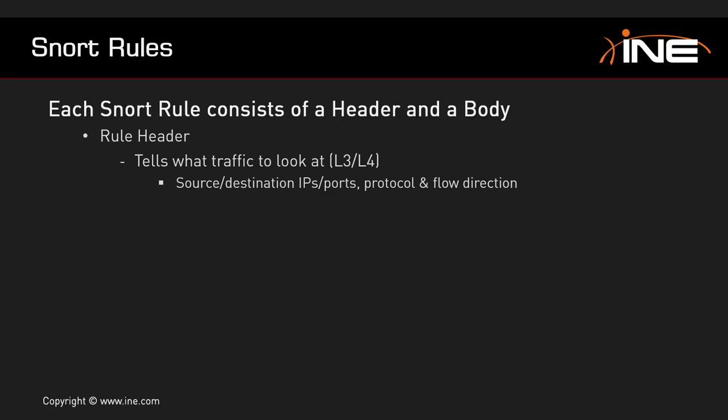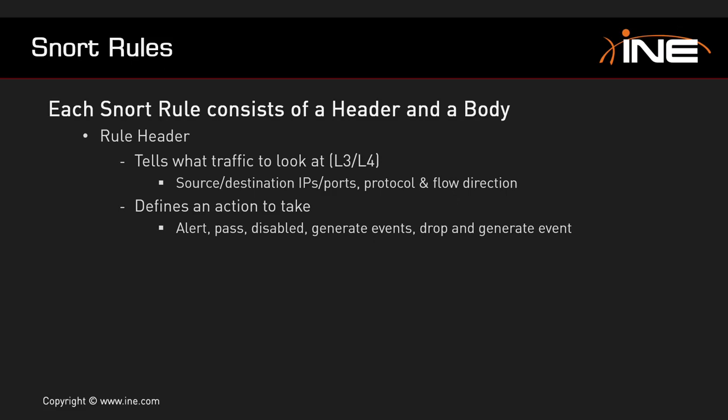In this case, we will be pointing to layer 3 and layer 4 information. So we will include information about IP addresses, source and destination, port numbers, source and destination, protocol, and here is also where we will specify direction of the flow. Like from the source to the destination, maybe the opposite, or maybe both directions. And this is where we will also configure an action that is going to generally tell the Snort engine how to handle the packet that we match.